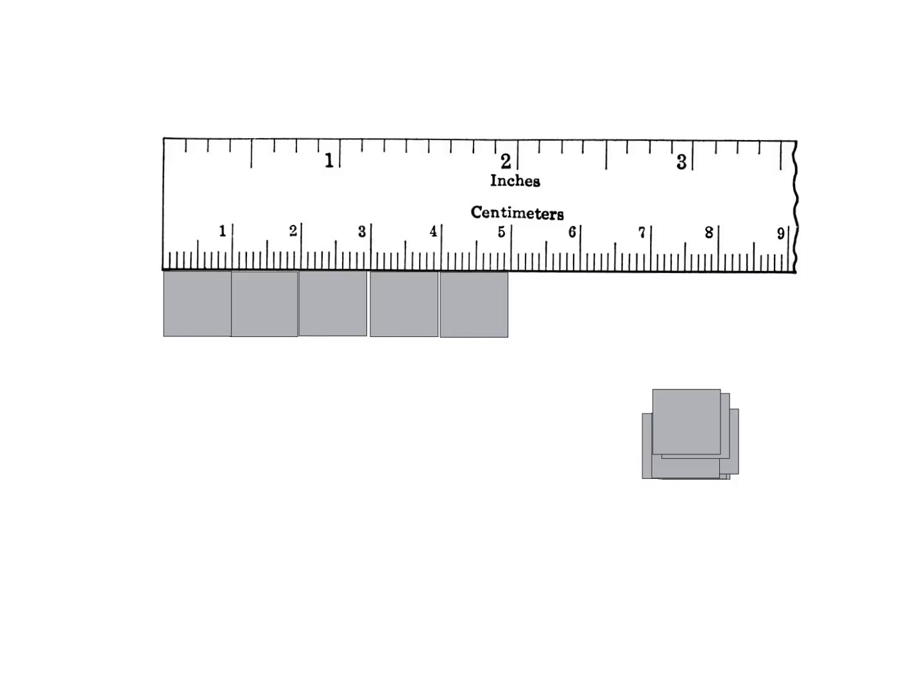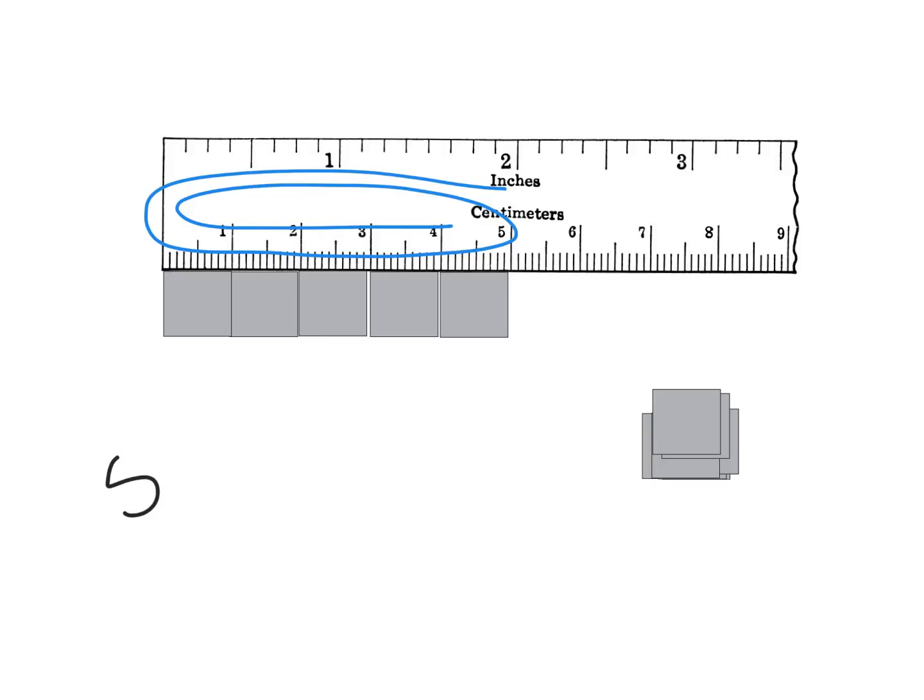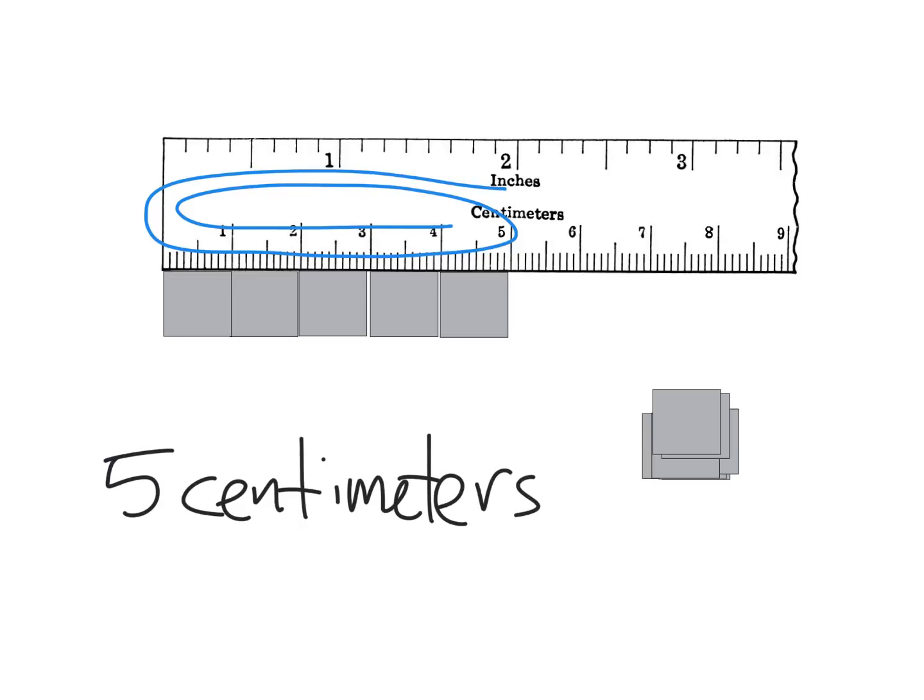So instead of saying 5 centimeter cubes long, like if this happened to be, let's say, one of those cool paper clips, all right, so there's a paper clip there. Instead of saying that this paper clip is 5 centimeter cubes long, we want students to start saying that this is 5 centimeters long, rather than saying it's 5 centimeter cubes long.